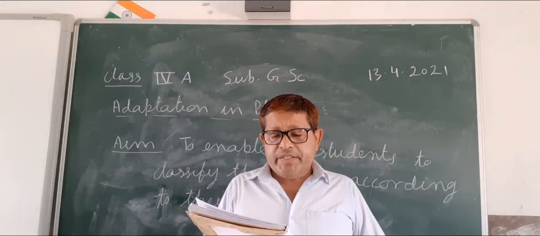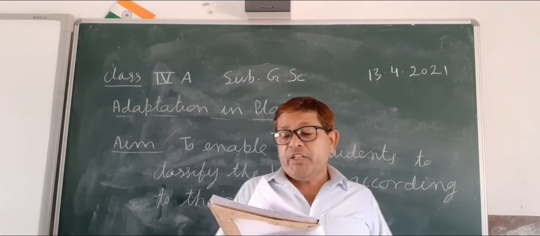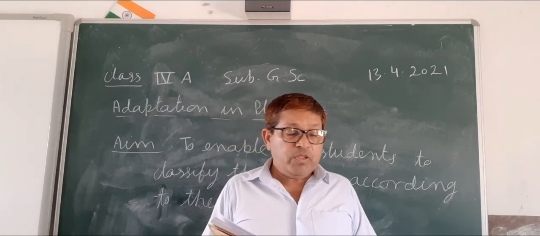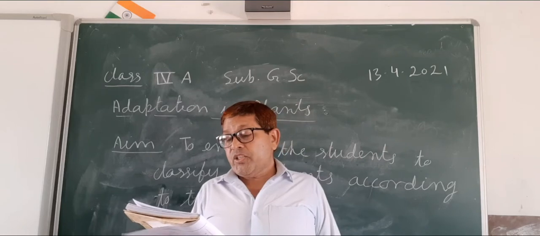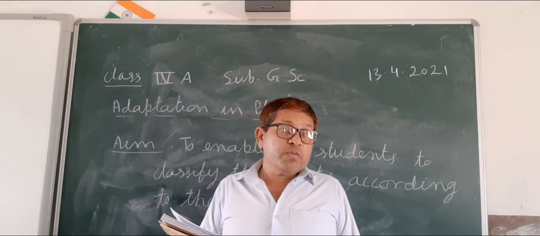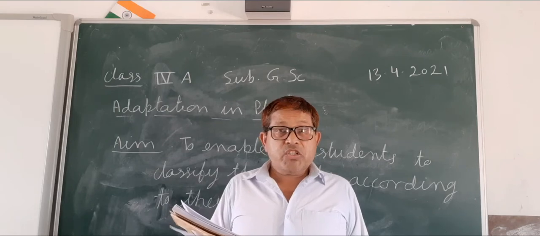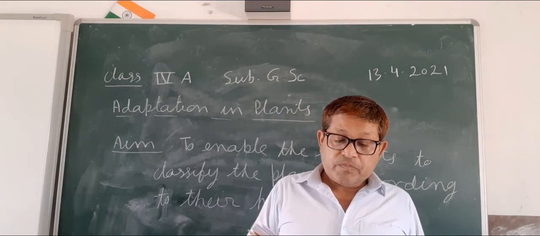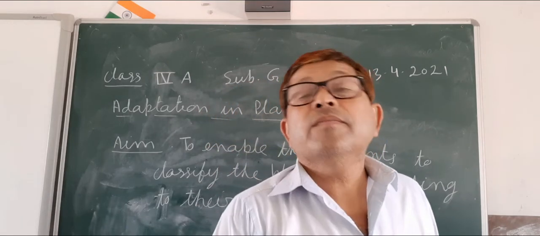According to the habitat, plants can be placed under two main groups. One is terrestrial plants and the other is aquatic plants. Terrestrial plants and aquatic plants.